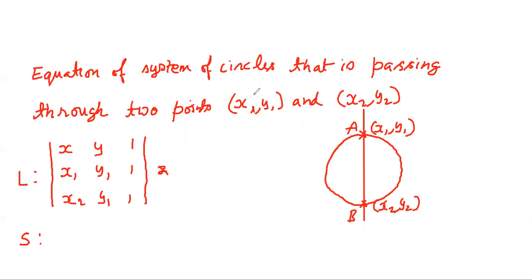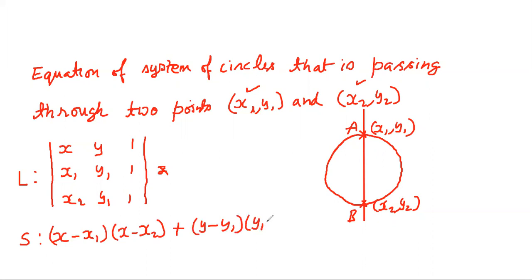So for the circle equation, the two points are given and they are the endpoints of the diameter. A and B may be the diameter. One circle it may be possible. So we know the two endpoints are given. We know the equation of the circle is what? (x minus x1)(x minus x2) plus (y minus y1)(y minus y2).